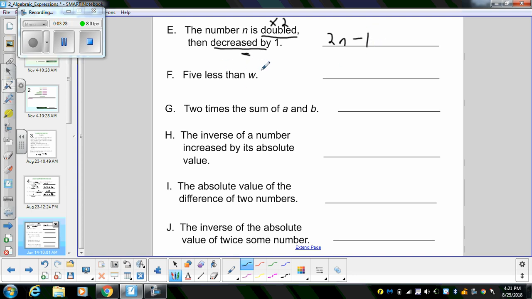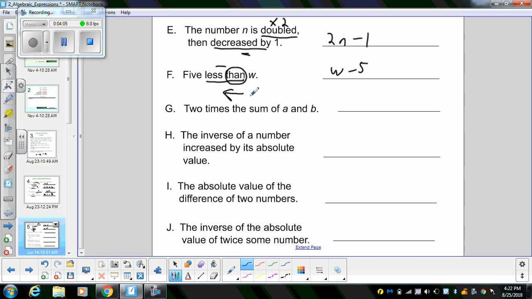Right, 5 less than w, so realize that less than means to subtract. Hold on, the kicker is this word than makes everything go backwards. So instead of 5 minus w, because of the word than, it's now going to be w minus 5. So that's the only thing that's a little complicated in that you're just translating words into symbols and numbers and letters. Okay, so this one is 2 times the sum of a and b.